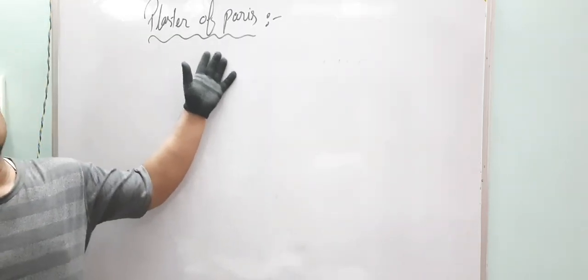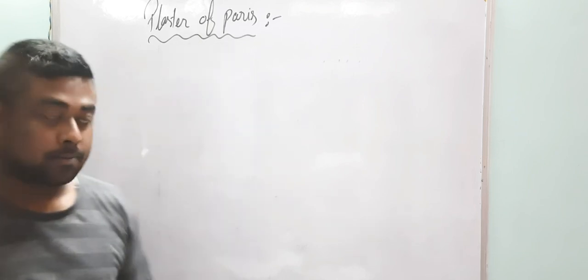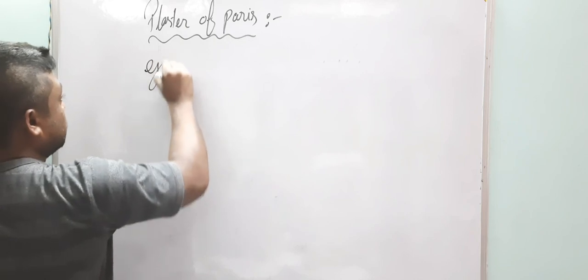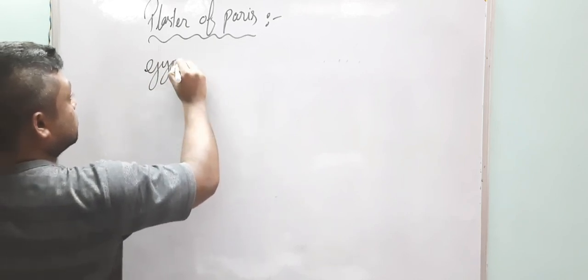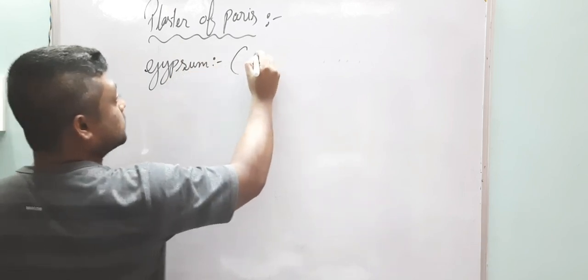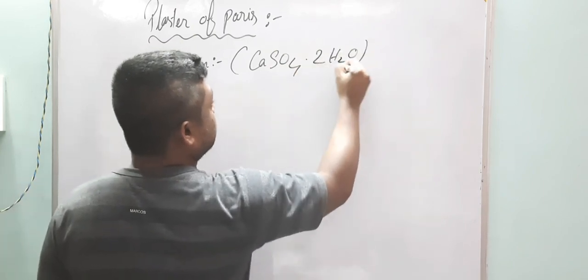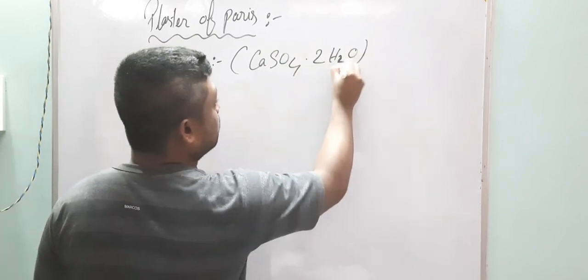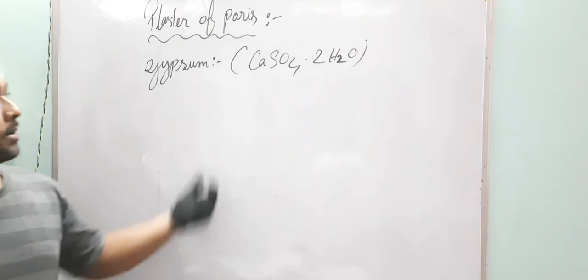We are going to learn about plaster of Paris, one of the most important topics and the last topic of this chapter, acids, bases and salts. Before going to plaster of Paris, we need to learn about gypsum. Gypsum is calcium sulfate dihydrate. That means in the water of crystallization unit, it is 2H2O, two water molecules.